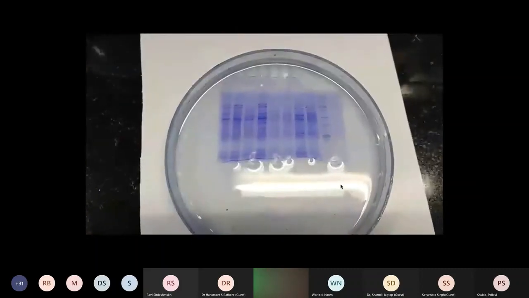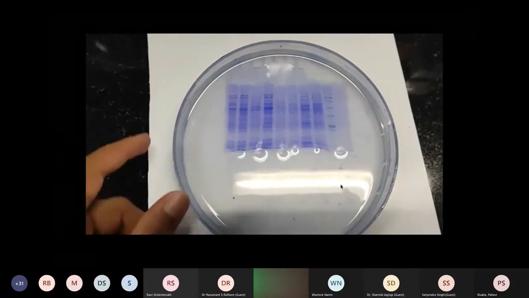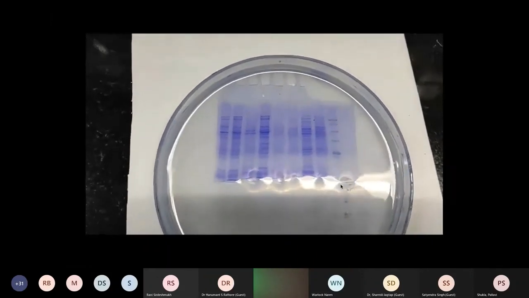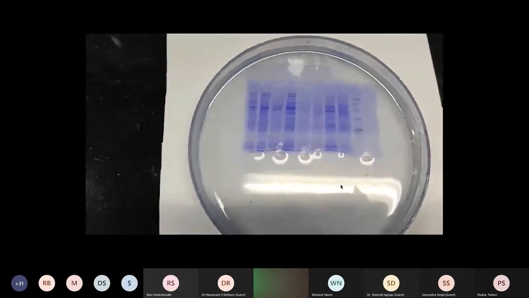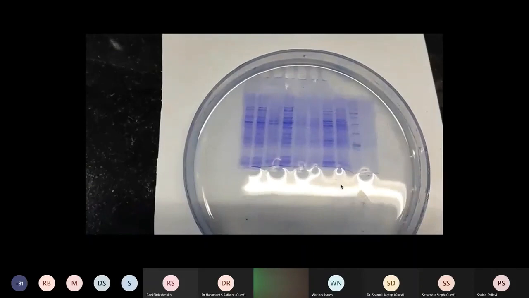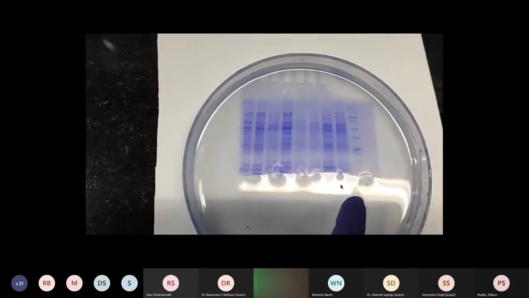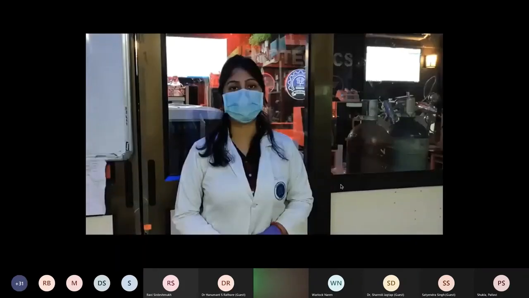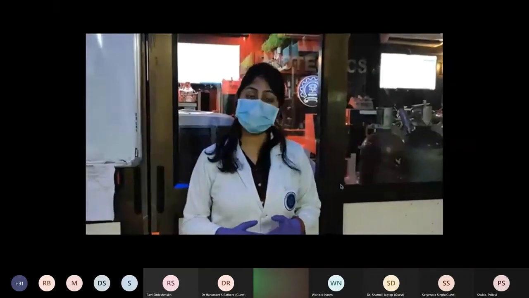As the sample run would take some time to complete the electrophoresis, we are showing one of the demo gels to show how the samples look after electrophoresis. As we can see here, clear bands in each sample are seen, which shows that the quality of the sample is good to take forward. So this is how to check the quality of the sample and to decide whether to take it forward or not.